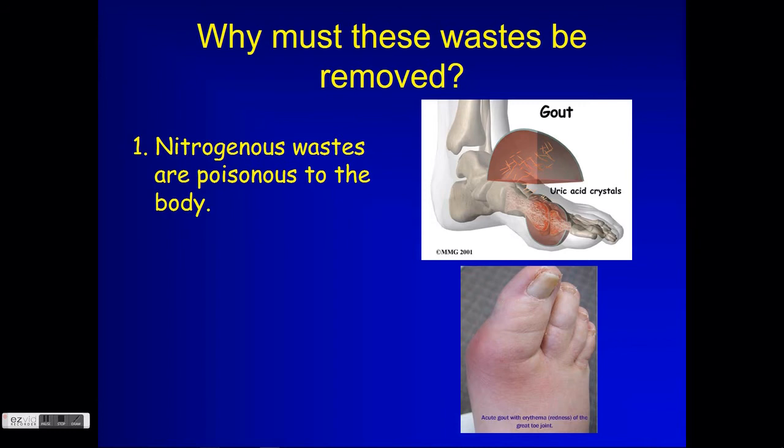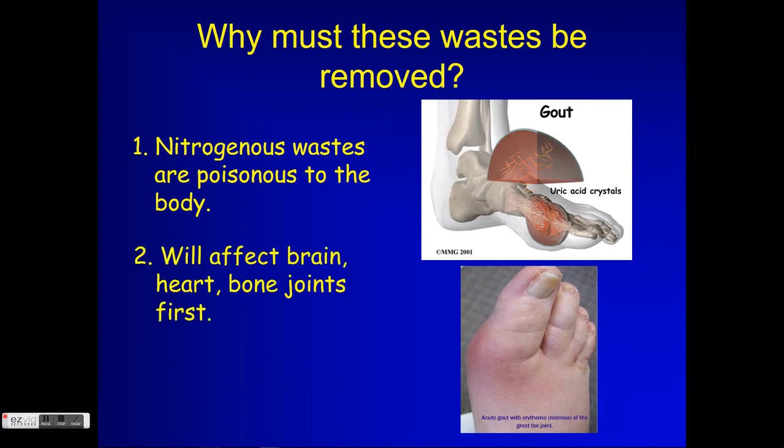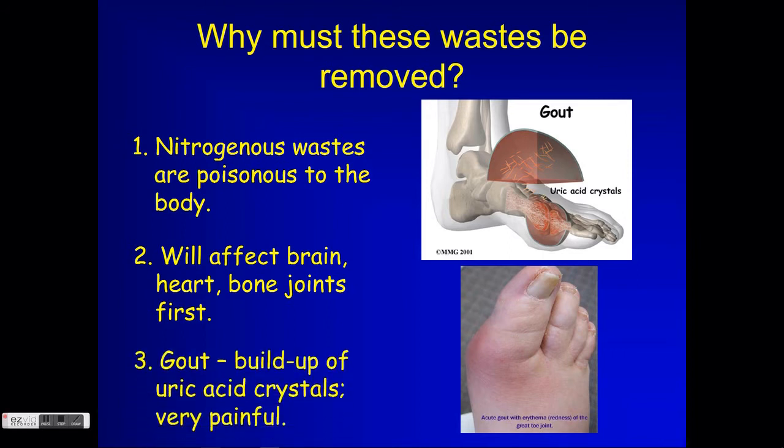Why do we have to get rid of nitrogenous waste? Well, again, they're toxic, they're poisonous to the body. They can affect the brain and the heart and bone joints first. Gout, for example, is a situation where uric acid crystals build up in the toes and in the foot, and you yourself may have had gout if you've had painful toes over a period of time because of the buildup of these uric acid crystals, this nitrogenous waste. While that might be painful, continued exposure to uric acid crystals or urea would end up damaging the brain and the heart and so forth, and of course that's not good.